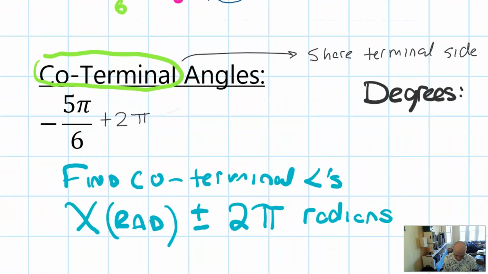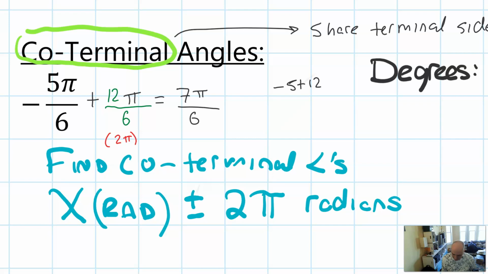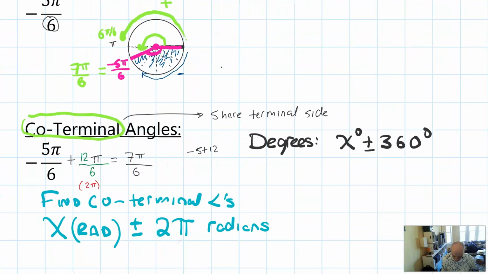Now, one nice thing about radians is that it's actually easier than adding degrees. To add 2 pi, I just need to take 2 pi and change it to a version of 2 pi that has a denominator of 6. So 12 pi over 6 is the same as 2 pi, right? That's equal to 2 pi. And negative 5 pi over 6 plus 12 pi over 6 is just the same as doing negative 5 plus 12. And you get 7 pi over 6, which is the answer that we had determined from the picture just above.